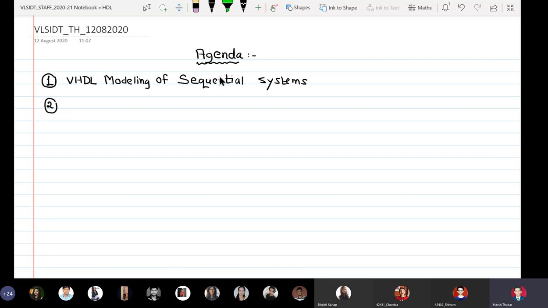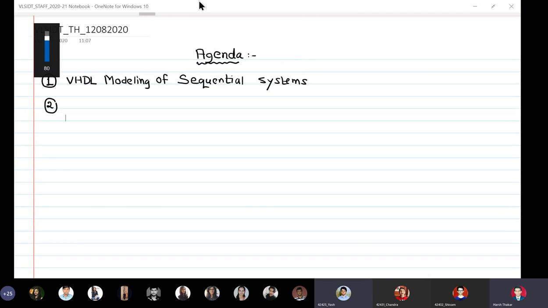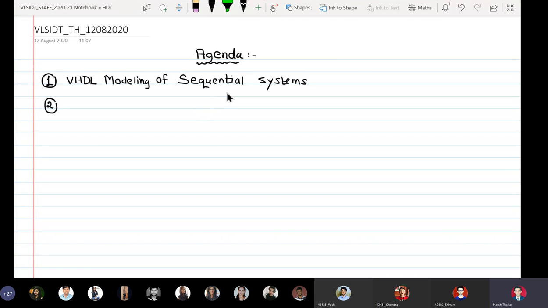Sir, one bit memory element. Okay, one bit memory element. Can you give the technical name of this one bit memory element? Sir, latch. Which latch? Be specific. Yeah, one bit memory element is technically called a latch.